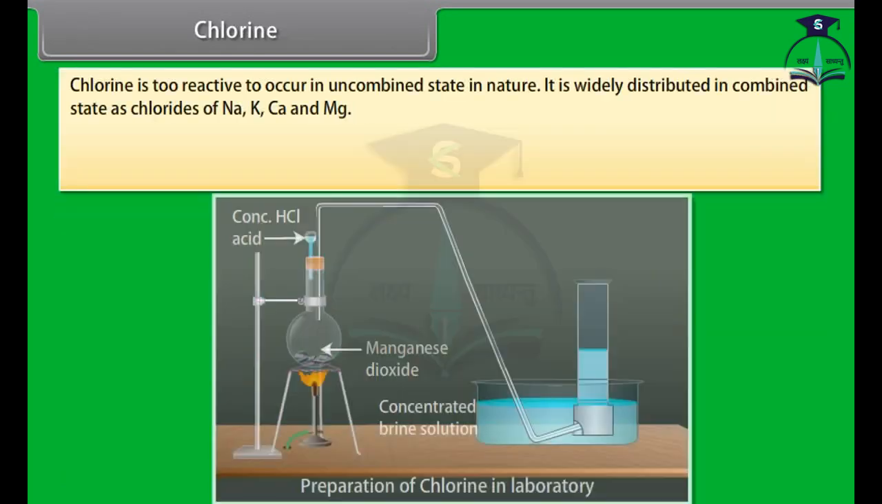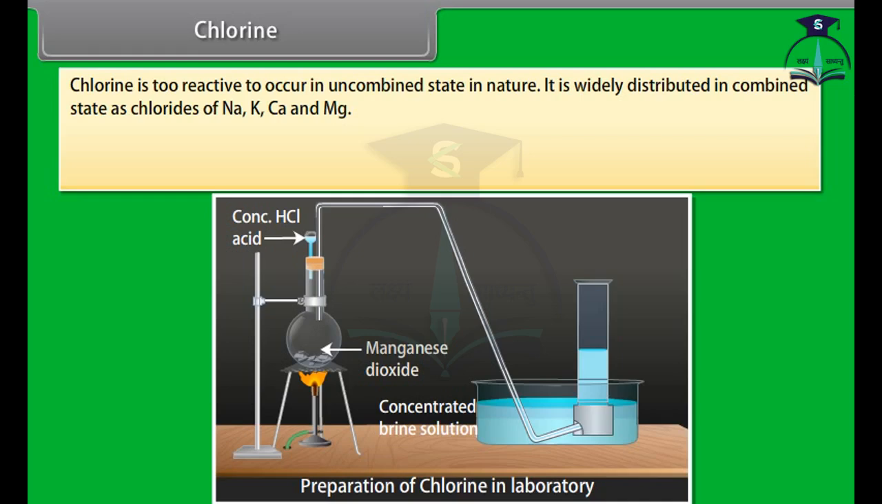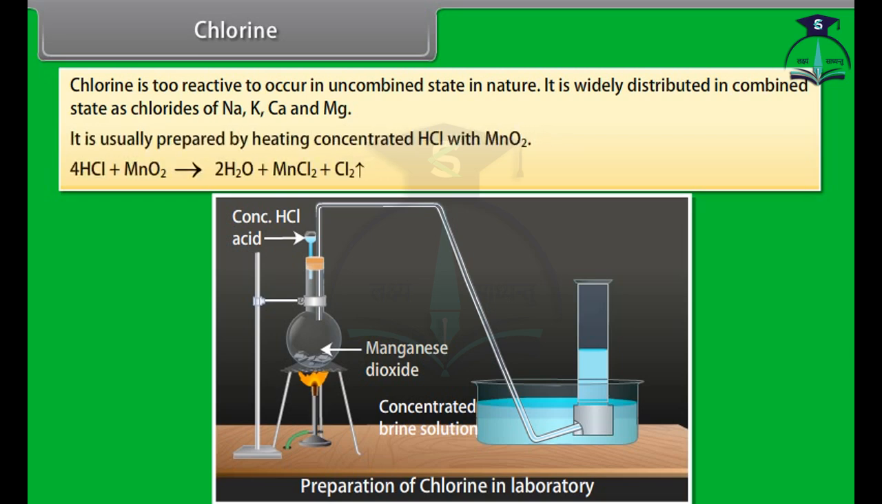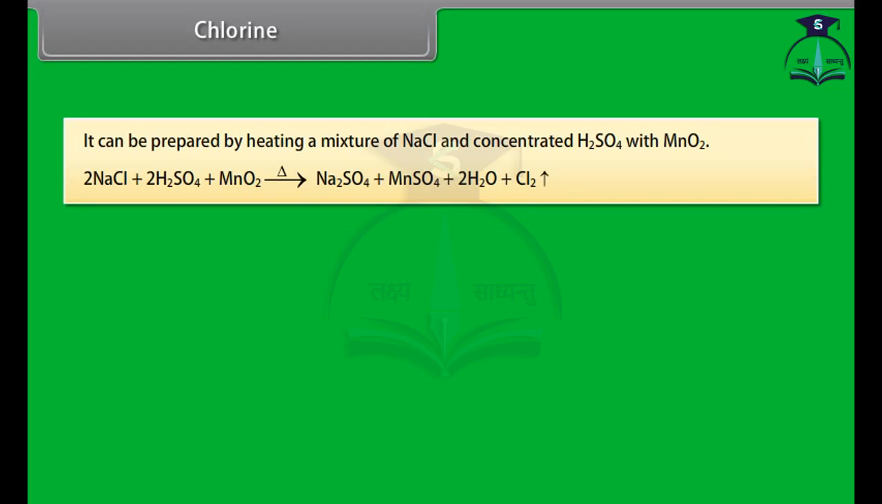Chlorine. Chlorine is too reactive to occur in uncombined state in nature. It is widely distributed in combined state as chlorides of Na, K, Ca and Mg. It is usually prepared by heating concentrated HCl with MnO₂. It can be prepared by heating a mixture of NaCl and concentrated H2SO4 with MnO2.